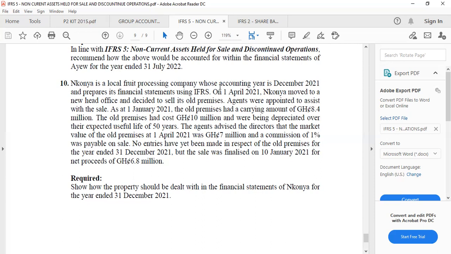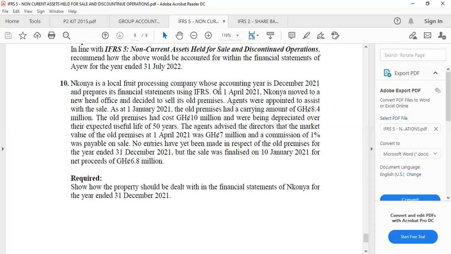No entries have yet been made in respect of the old premises for the year ended 31 December, but the sale was finalized on January 2x14 with net proceeds of 6.8 million. Show how the property should be dealt with in the financial statements of Nkunya for the year ended 31 December 2021. You can see that the asset was sold after the reporting date, isn't it?